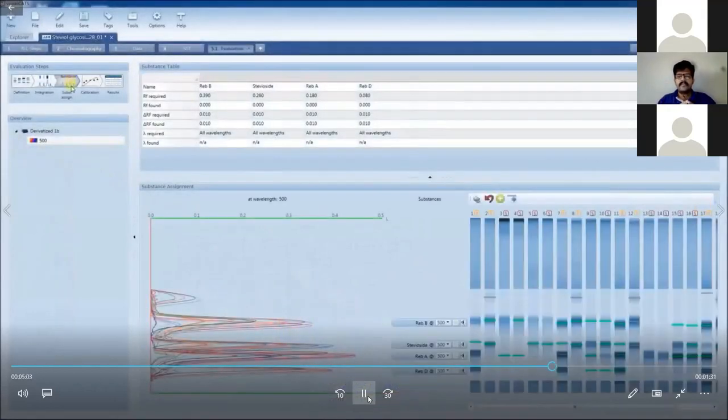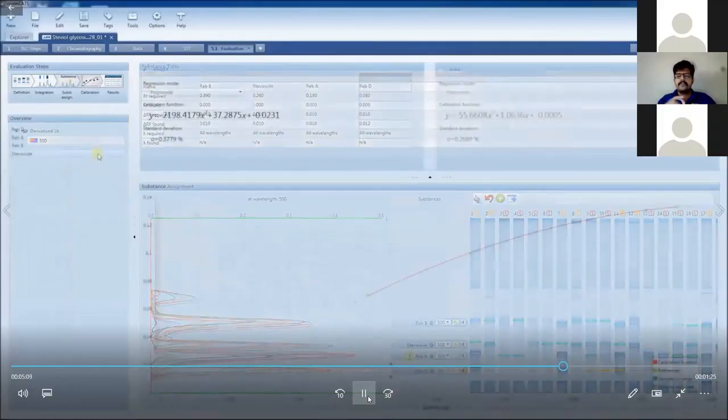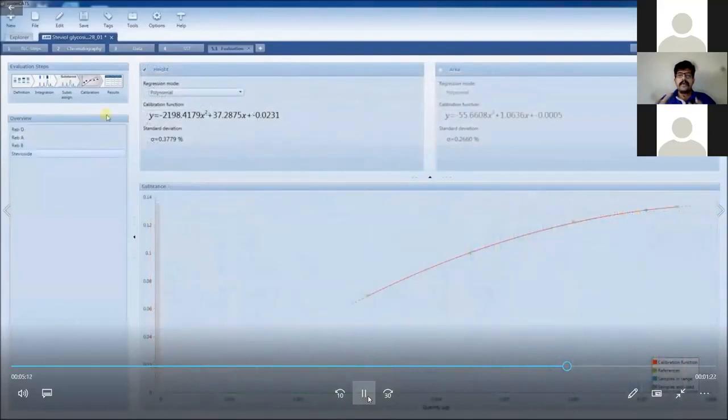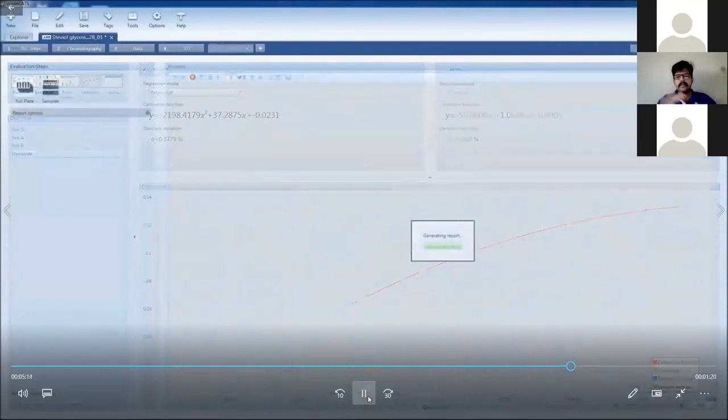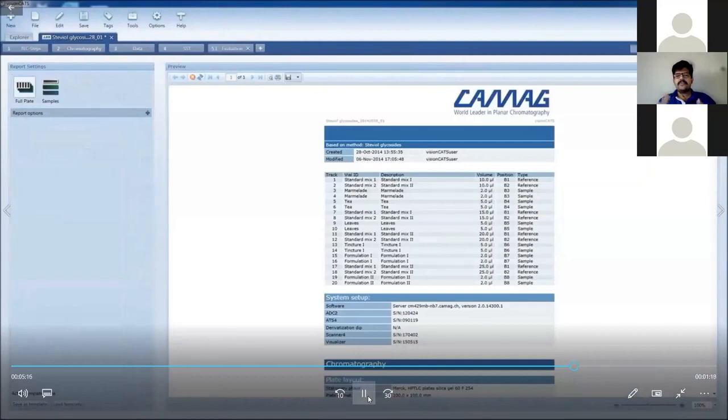After that, you have to assign the substances. Here you see rebaudioside A, B and D, and stevioside is also there. I'm sorry, I had earlier mentioned it vice versa, but it is like this. And finally you generate the report with the linearity calculations and everything in it.